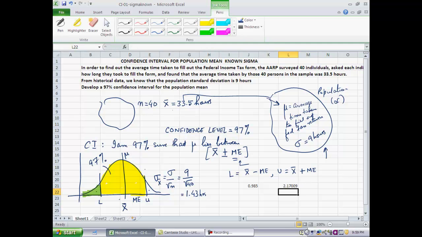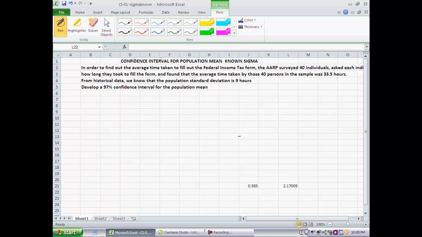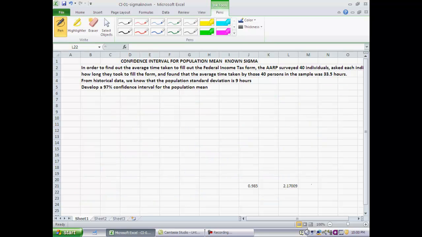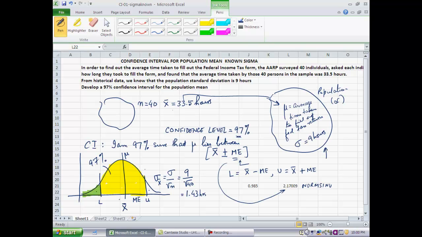I hope you see where the 0.985 came from, even though I want to be 97% sure. So this is 2.17. So what is the physical interpretation of 2.17? If I want to be 97% sure, then my margin of error has to be 2.17 standard deviations wide. Why? Because you remember I used the standard normal NORM.S.INV built-in function to calculate the 2.17. So my margin of error is 2.17 standard deviations.